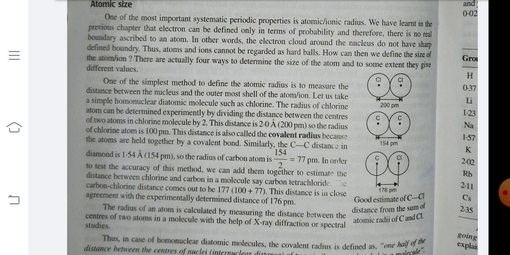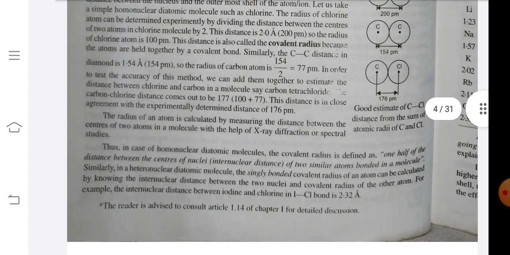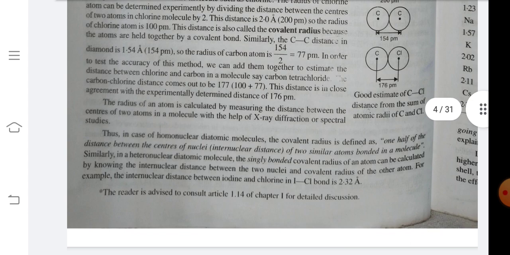In order to test the accuracy of this method, we can add them together to estimate the distance between the chlorine and carbon in a molecule, say carbon tetrachloride. The carbon-chlorine distance comes out to be 177 picometer. The distance is in close agreement with the experimentally determined distance of 176 picometer.